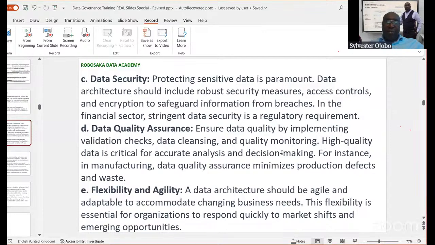And we have data quality assurance, while implementing validation checks, maybe data cleansing and data quality monitoring. Put into cognizance that it plays a vital role in your decision making. Very critical indeed, because there's a difference between data quality and data quality assurance. There must be assurance that the quality you have flows, and it comes with validation checks. On that basis, you know that your data quality is very high. For instance, in manufacturing, data quality assurance minimizes production defects and waste, because there are validation checks right from day one.